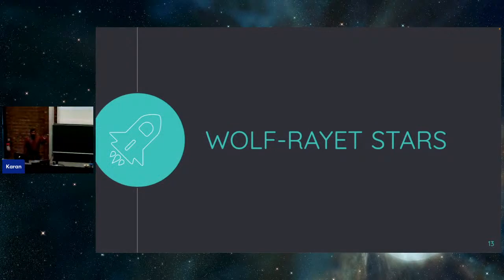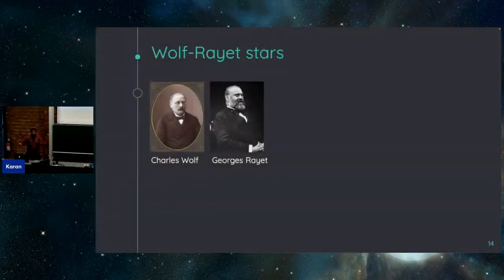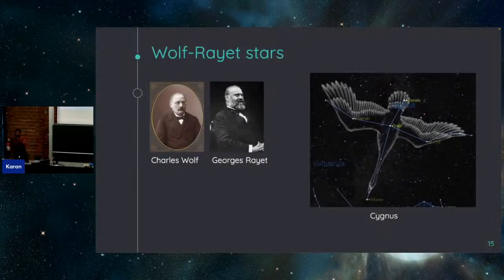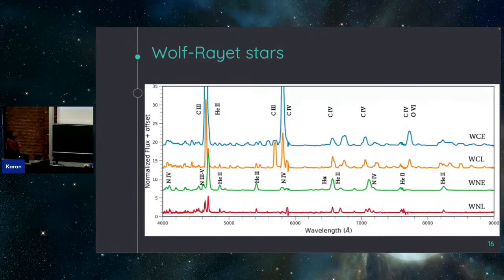Because when we talk about Wolf-Rayet stars, we need to know where they come from. So meet my good friends, just kidding, not my good friends, Charles Wolf and George Rayet. In 1867, they were studying the constellation Cygnus. They were studying a couple of stars over there, and they identified three stars which had weird spectra. Now, I'm not going to show you spectra from 1867, because I do not have them, and because I have something else. So the spectra of these stars looks something like this.